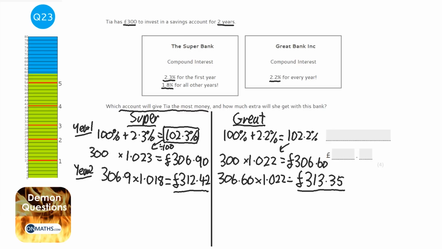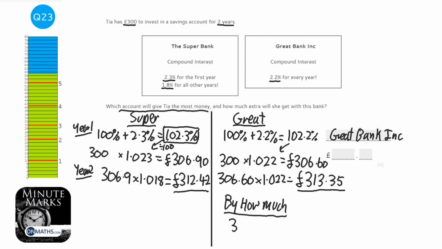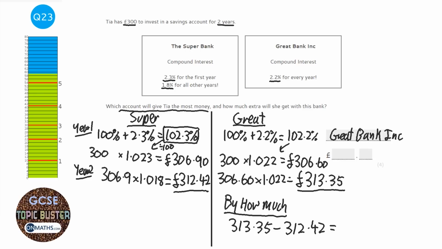Look at that. So Great Bank Inc. And it says by how much. Let's show the examiner what I'm doing. So I'm going to do 313.35, take away 312.42. So 313.35, take away 312.42. And I get the answer of 93p.